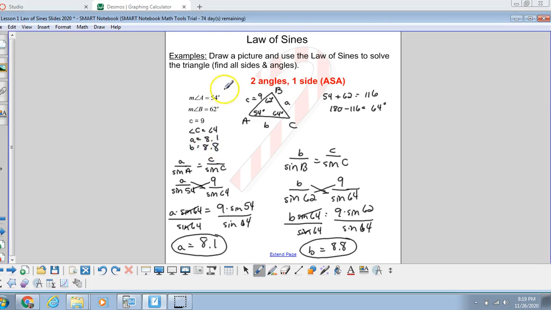We found all the missing pieces. We know the values of all 3 angles, and we know the values of all 3 sides.